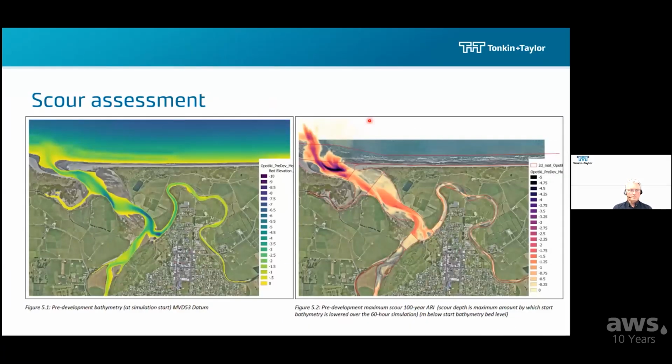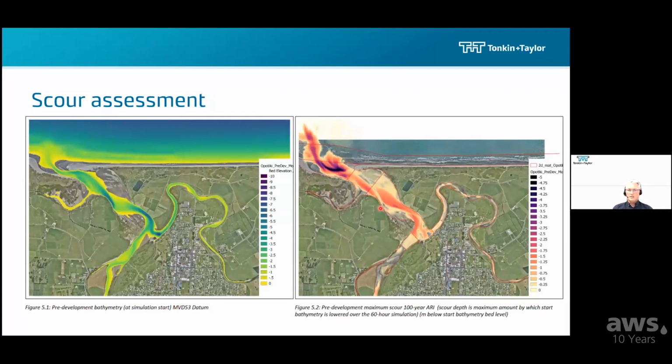Another use we made of the model was in looking at the scour that was likely to occur. So on the left-hand panel here, I've shown a start bathymetry, recognizing that it moves with time. And then we ran a 1% flood event, 60-hour simulation time, to see how much the bed deformed. And on the right-hand panel, it shows the amount by which the bed changed from that start bathymetry over the 60 hours covering a flood event. What you can see is high degrees of scour through the entrance here. That is the sandbar blowing out, as I described before, offering flood protection to the town.